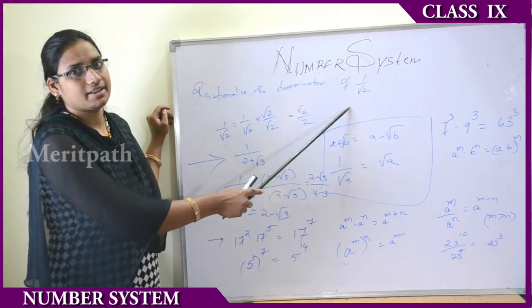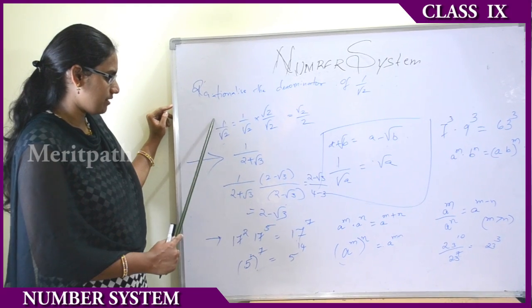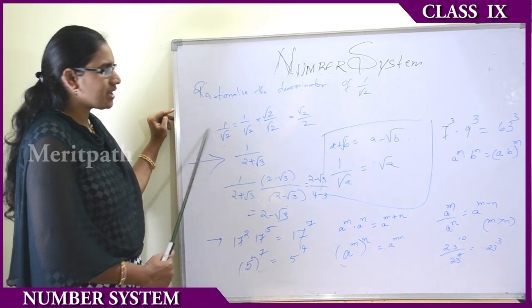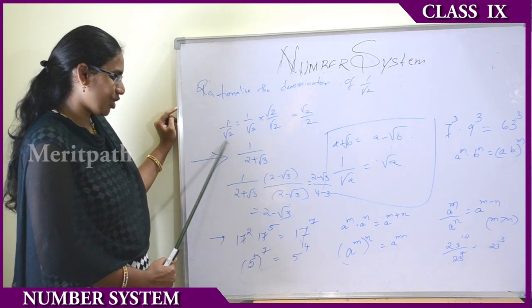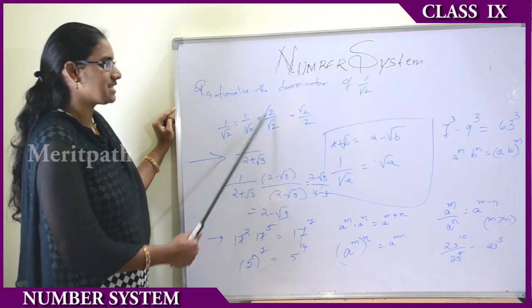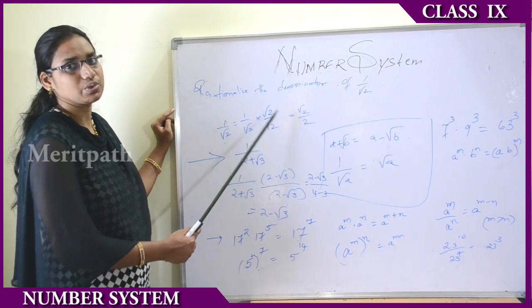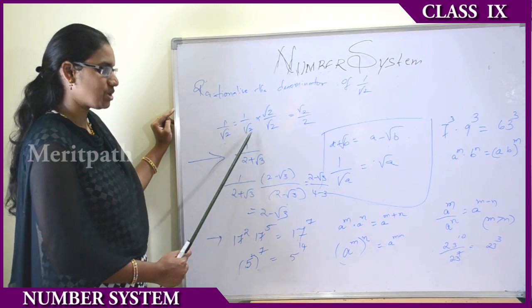Irrational number, we are going to see that. That is, when we have a number 1 by root 2, root 2 is an irrational number. In order to rationalize this denominator, we are going to multiply and divide with the same number, that is root 2 by root 2. Then we will obtain root 2 by 2, since root 2 into root 2 equals 2.